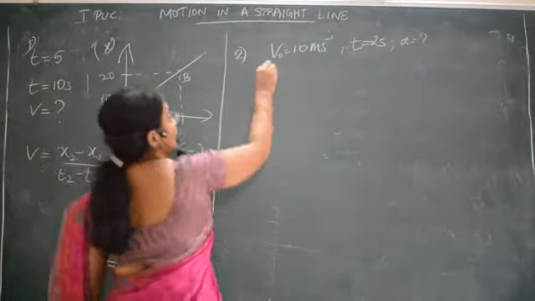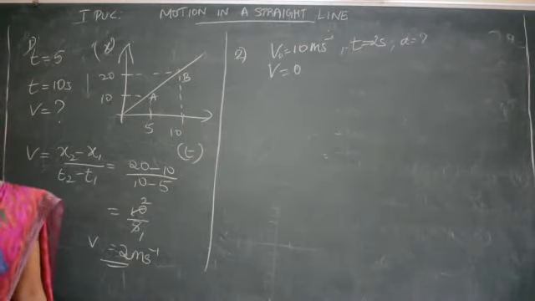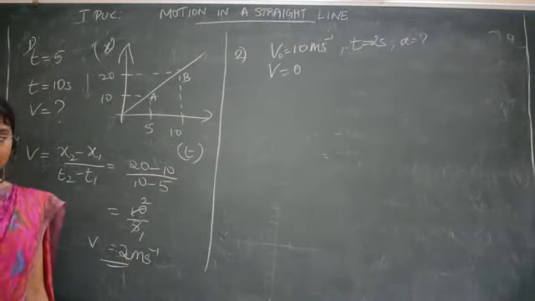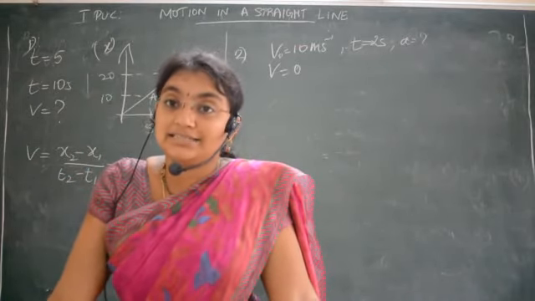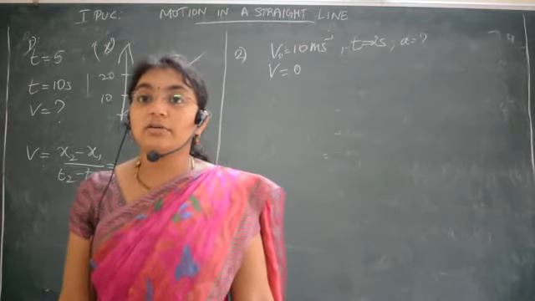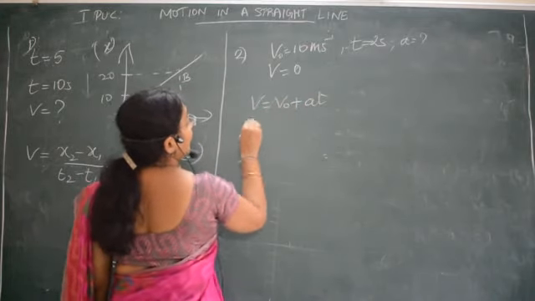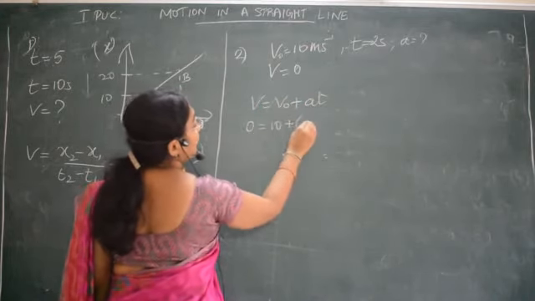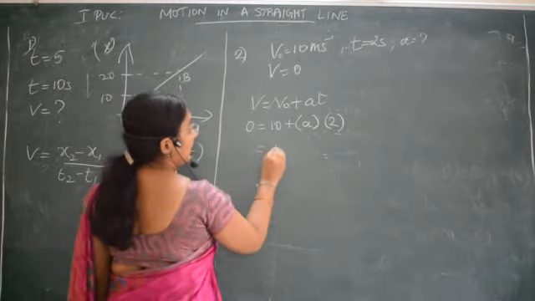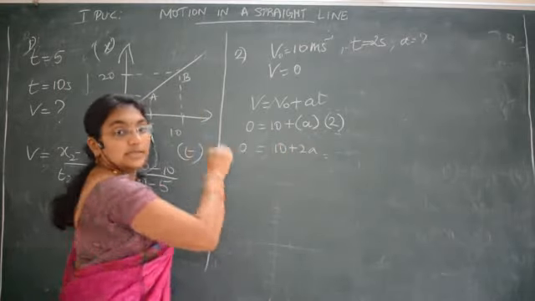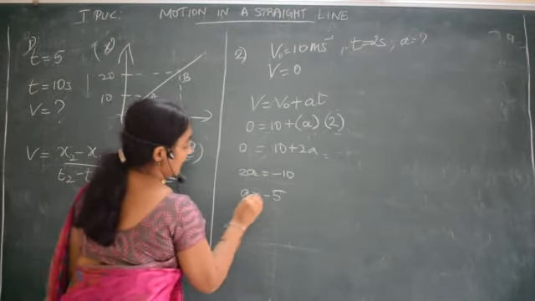Finally it will stop, so V is equal to 0. Which expression can we take? V square is equal to V naught square plus 2AX? No, for that we should know the distance, but here we don't know the distance. So the formula we can use is V is equal to V naught plus AT. 0 is equal to 10 plus A times T, T is 2. So 10 plus 2A is equal to 0, or 2A is equal to minus 10. A is equal to minus 5.